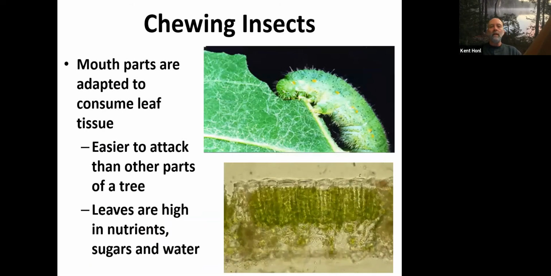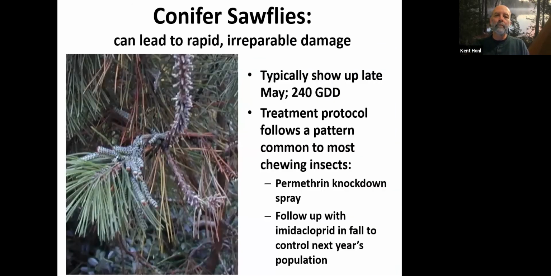With the chewing insects, they're this whole group. They have mouth parts adapted to consume leaf tissue. That fits them because it's easier to attack than other parts of the tree, like twigs and bark, which don't have a lot of nutrients. Leaves are high in chlorophyll, nitrogen, all kinds of good stuff, even some sugars that the leaf is making. So that's a jackpot if you can attack that part of the tree.